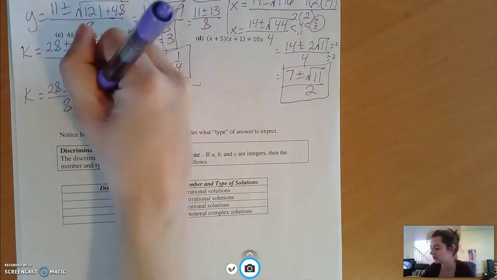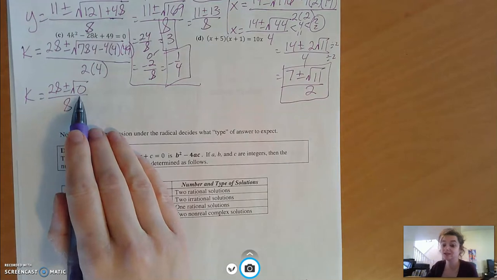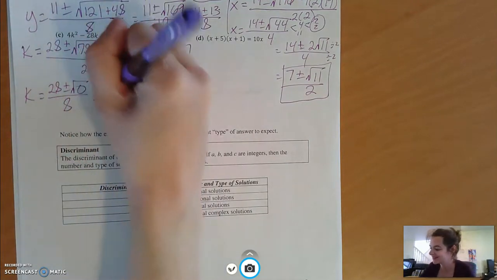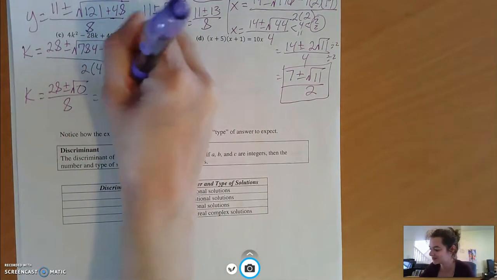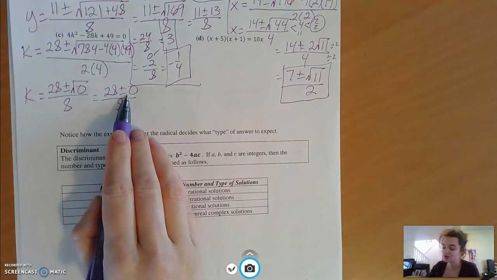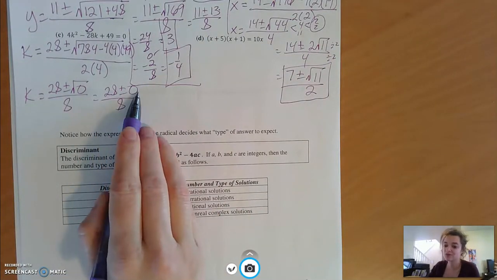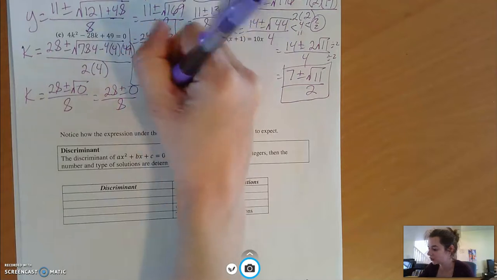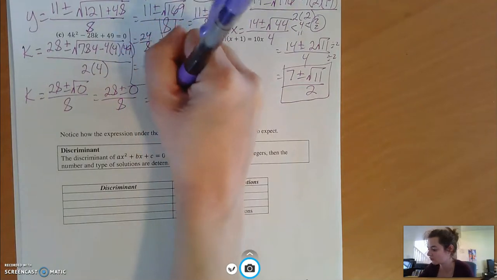We can simplify from here. Root of 0 is 0. So we're going to have 28 plus or minus 0 over 8. And 28 plus 0 is 28. 28 minus 0 is also 28. So we're actually only going to get one answer, which is 28 over 8.